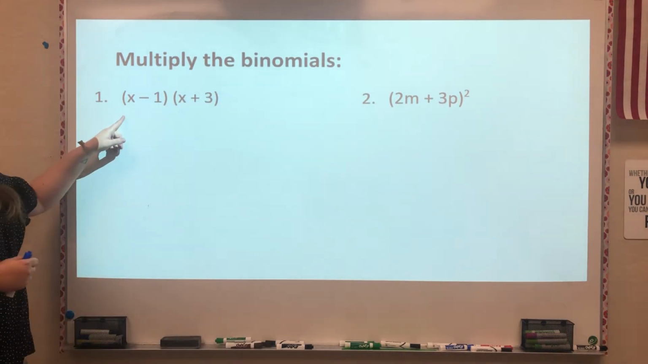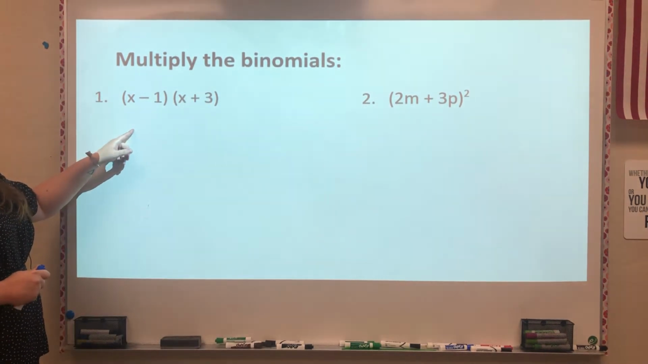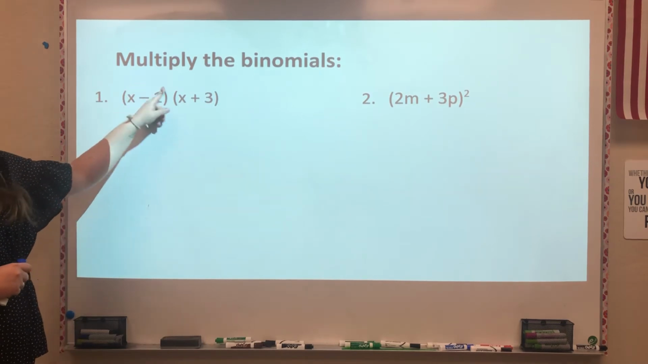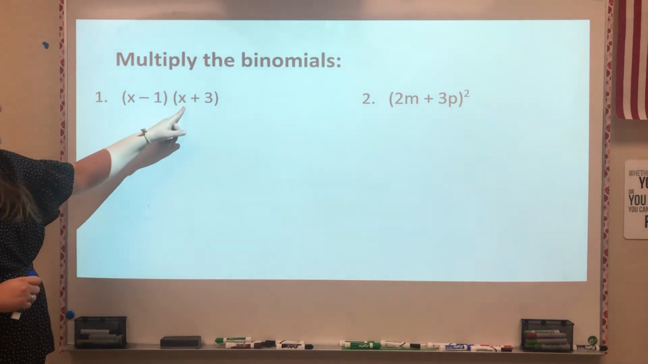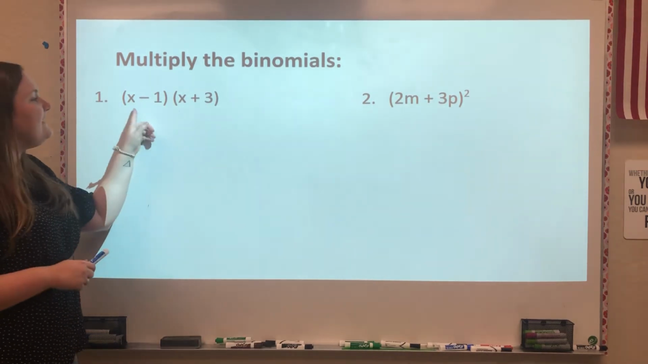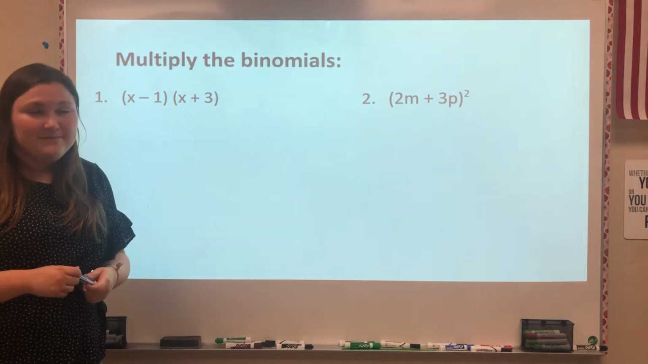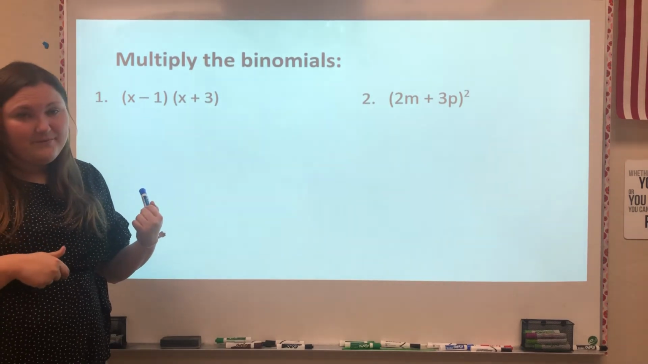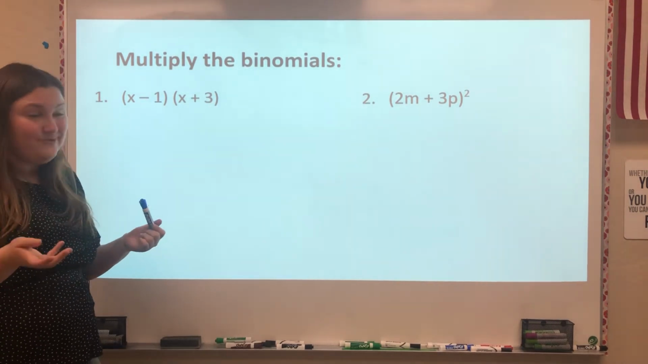So the first example I've got is this one right here. This says x minus 1, that's our first binomial. And I'm multiplying it by our second binomial, which is x plus 3. Now to do this multiplication problem, it's actually pretty similar with what we were doing before. All we need is distribution.